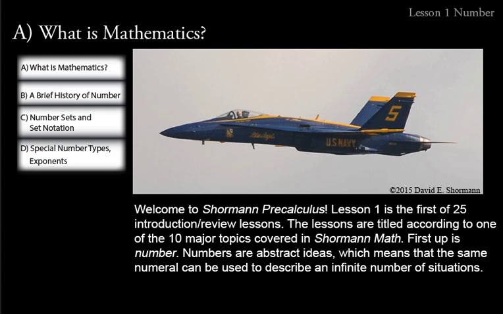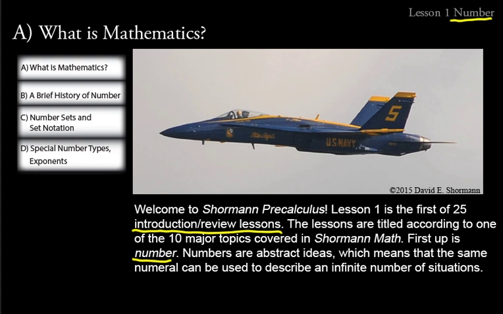Lesson 1 here is the first of 25 Introduction plus Review lessons, and these lessons are titled according to one of the 10 major topics covered in Shormann math. And the first topic up is number, and so you'll see this up at the top right here. It says Lesson 1, number. So there's 9 other major topics, and that's how these first 25 lessons will be titled.